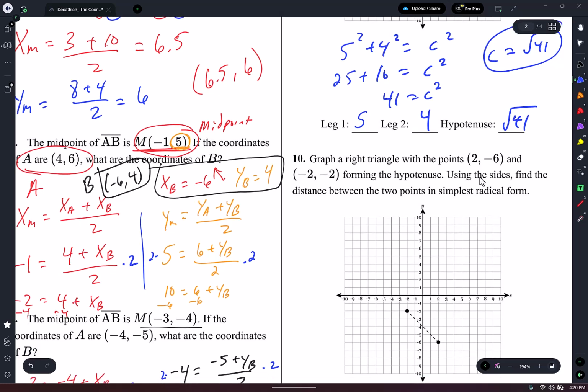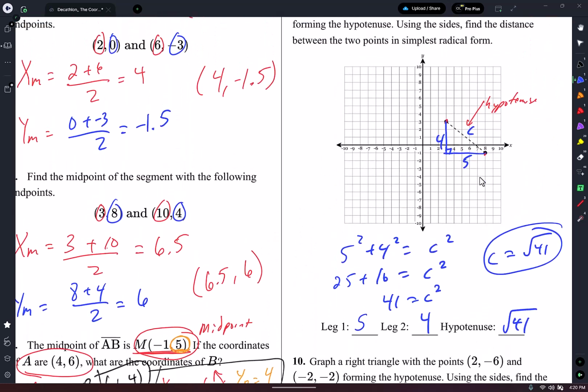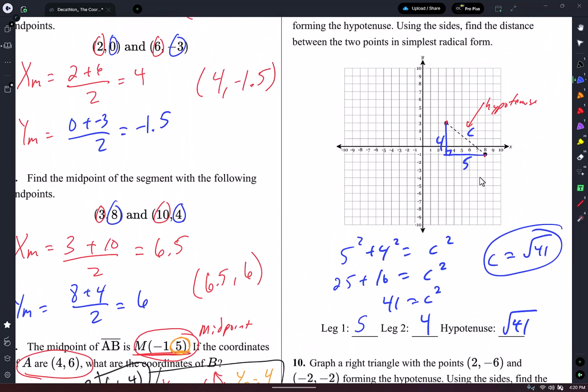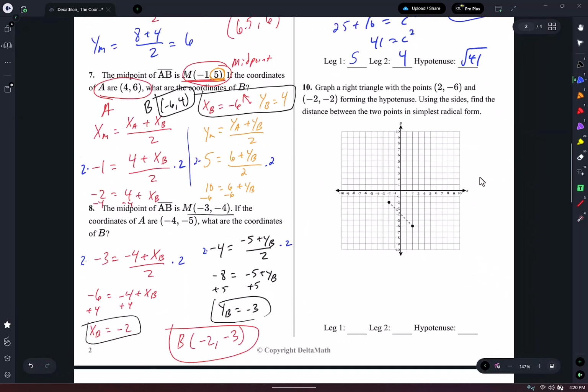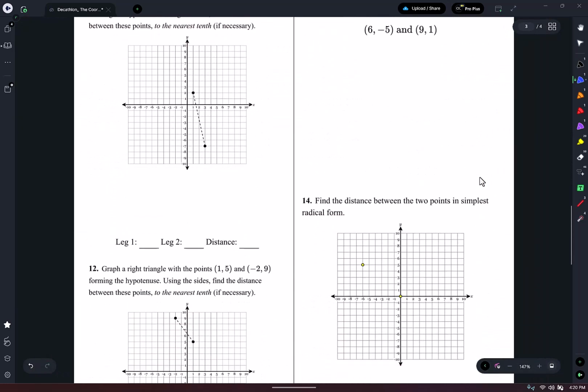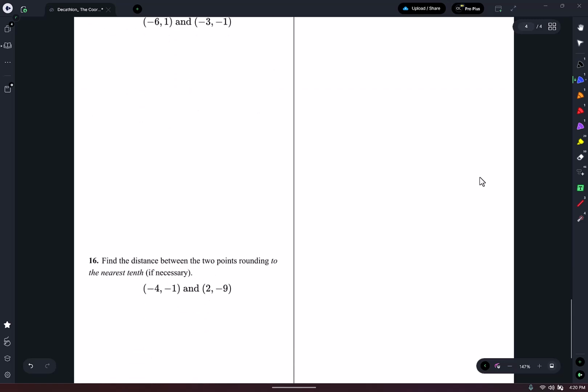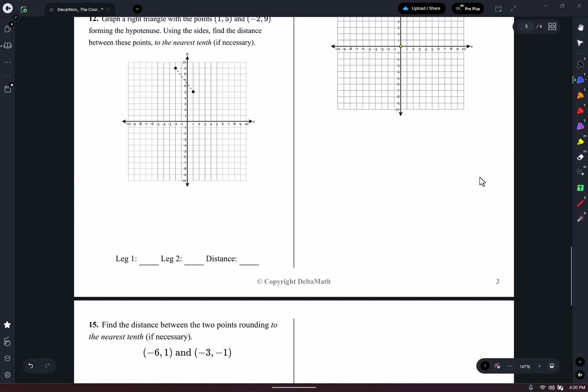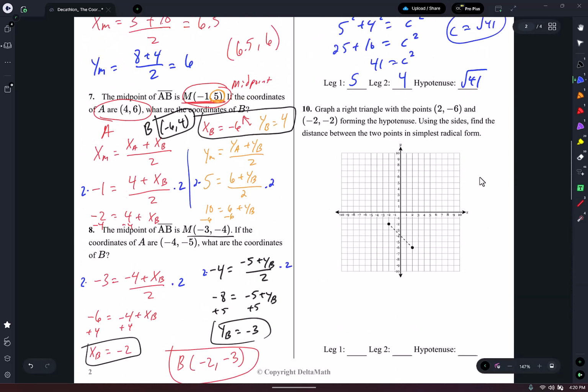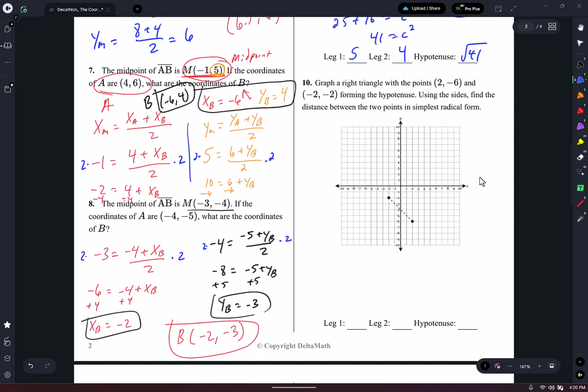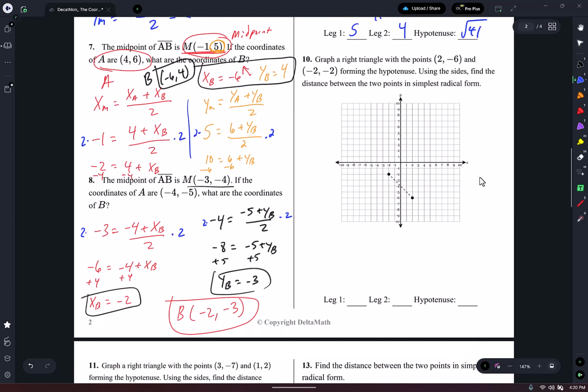You could also do it by coordinates. Well, that's what we did. We just counted. Later on, you're going to just do the distance formula, which is the same thing as Pythagorean: horizontal displacement squared plus vertical displacement squared, all square rooted.